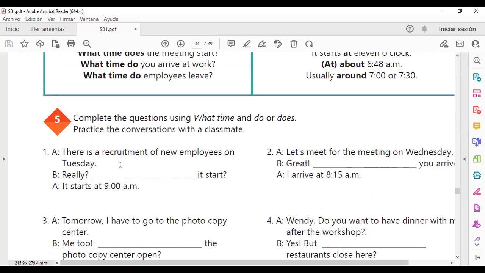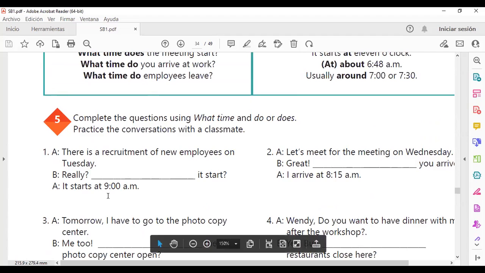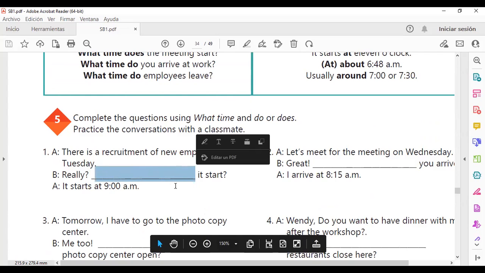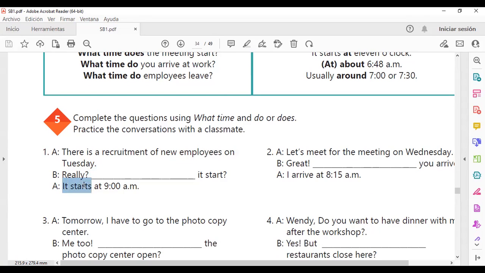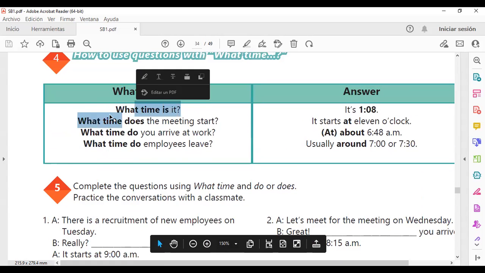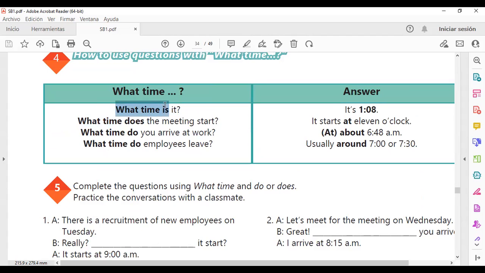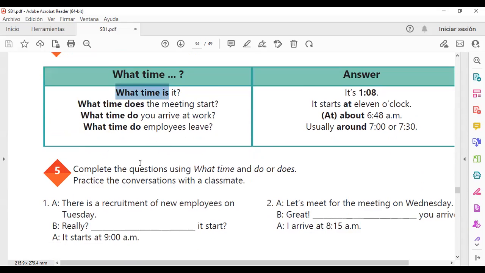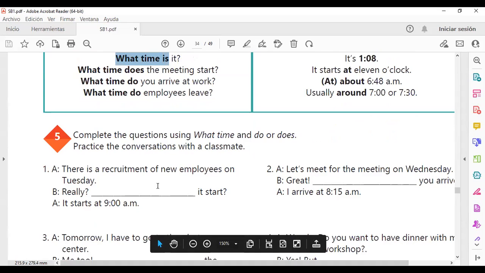So, for example, the first one. There is a recruitment of a new employee on Tuesday. Really? What is missing here? Look, how are you going to create that question? To create that question I have to see what they are answering, and remember what the teacher is trying to communicate to us. What time is it? What time does the meeting start? What time do you arrive at work? What time do employees leave, etc. Plus what you researched about time. Okay, 7 minutes, guys.